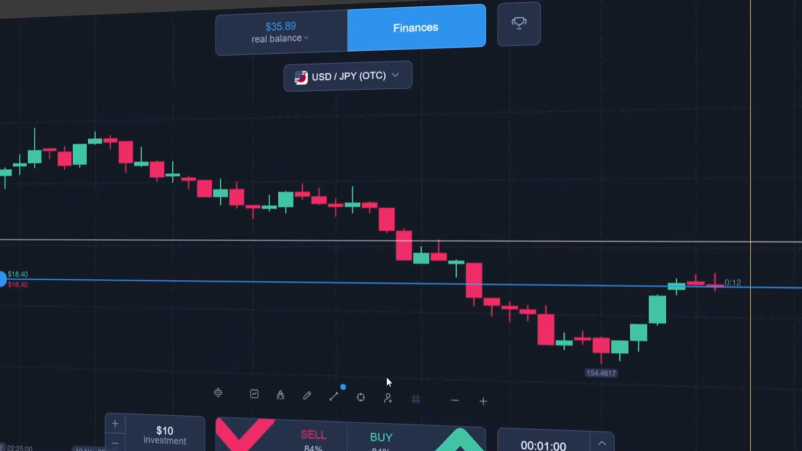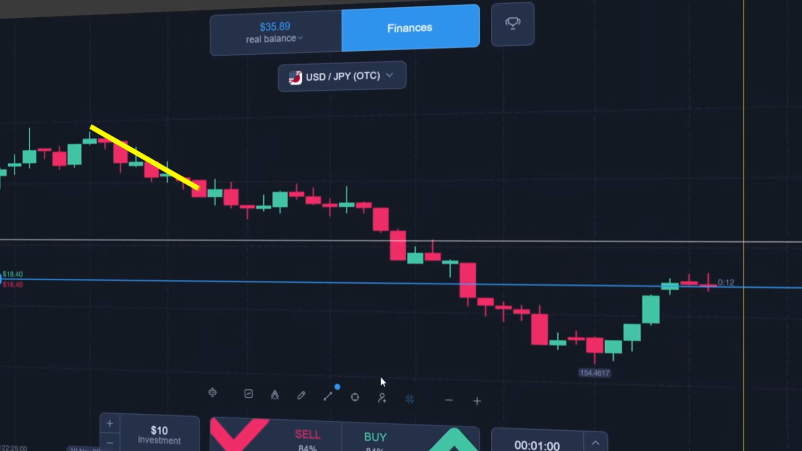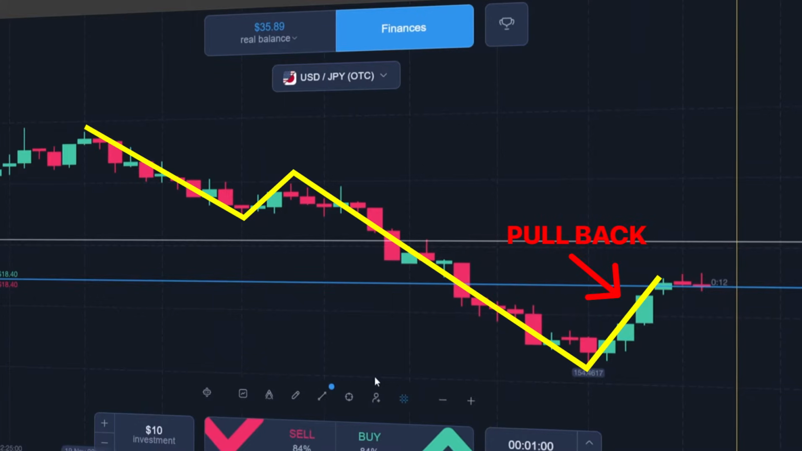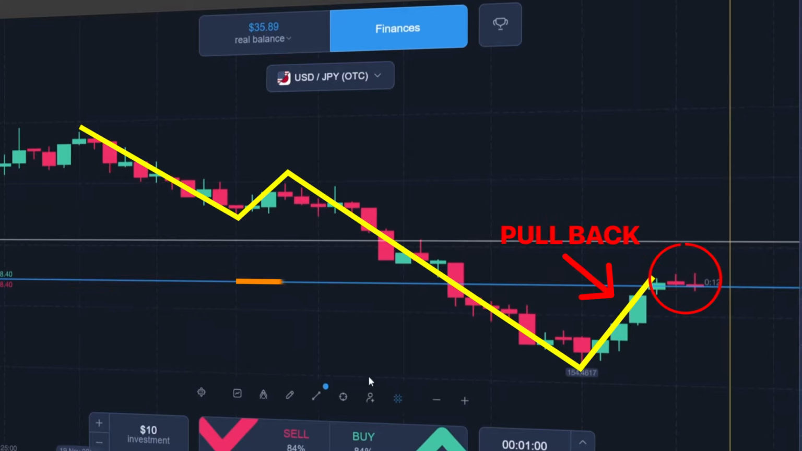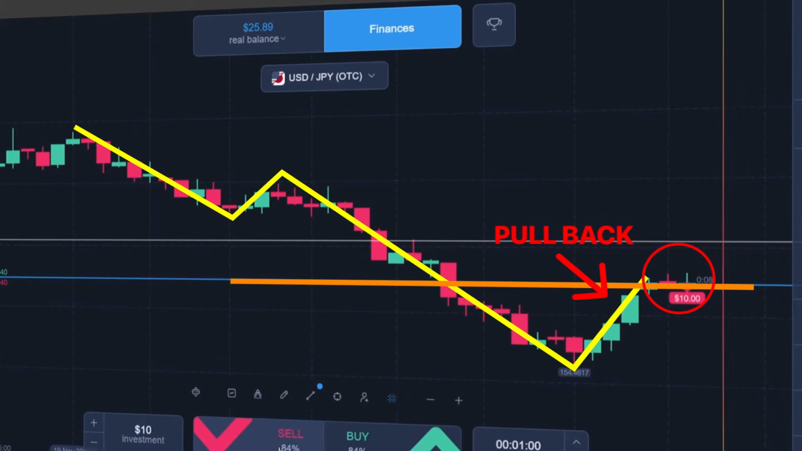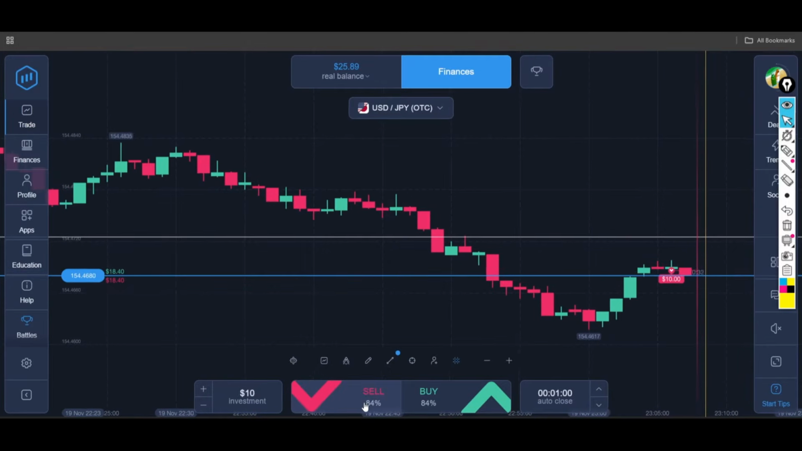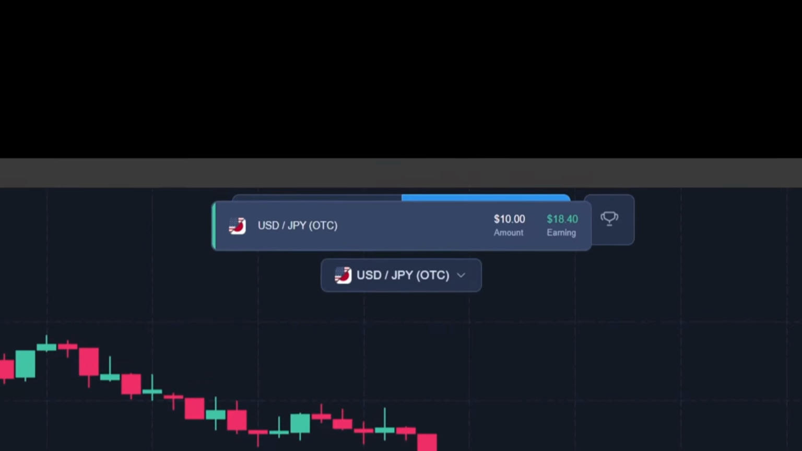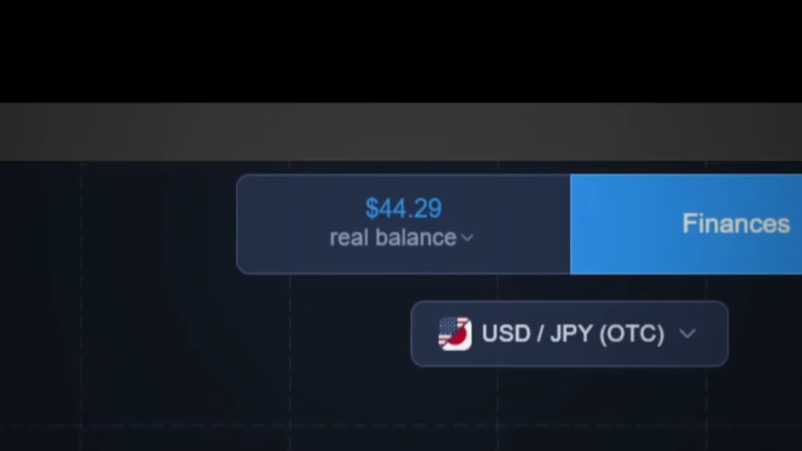Let's move to the USD and Japanese Yen OTC market. The market was in a downtrend and made a pullback right here. However, the uptrend movement seems to be getting rejected at this level. So, I will place a $10 sell trade. Just as we predicted, the market went down. As you guys can see, I have traded my way up to $44.